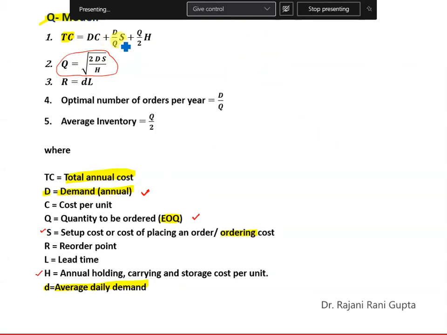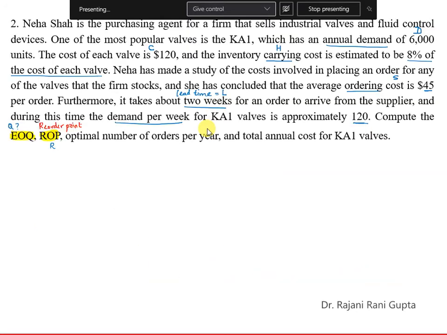So for this we have to check which formulas we have to use. We have to find Q, we need to find the reorder point, and we have to find the optimal number of orders per year, which is given by D over Q. Sorry, also the total annual cost. So let's write down first what the given things are.